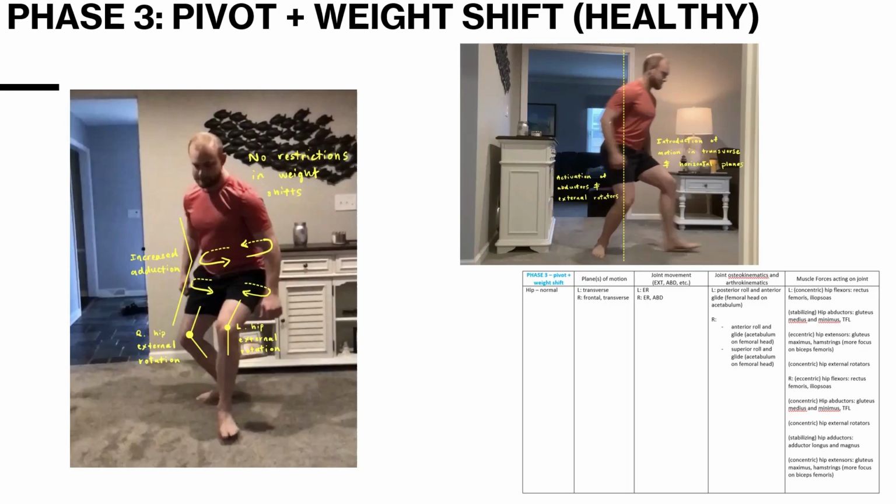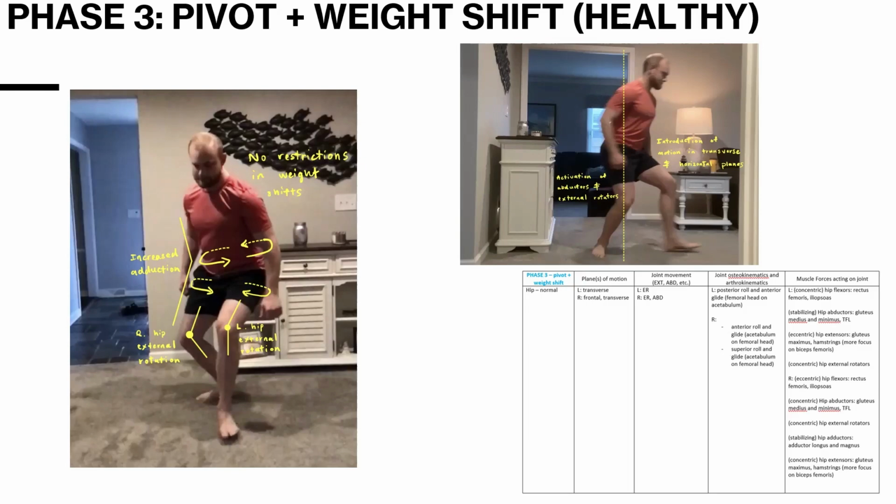Since the right leg is planted on the ground, turning the body to the left will cause external rotation and abduction of the right hip. Both motions are close chain. For external rotation, the acetabulum is rolling and gliding anteriorly on the femoral head. For abduction, the acetabulum is rolling and gliding superiorly on the femoral head.